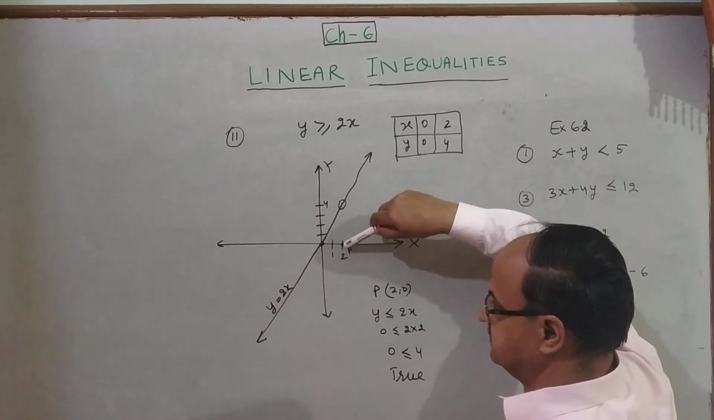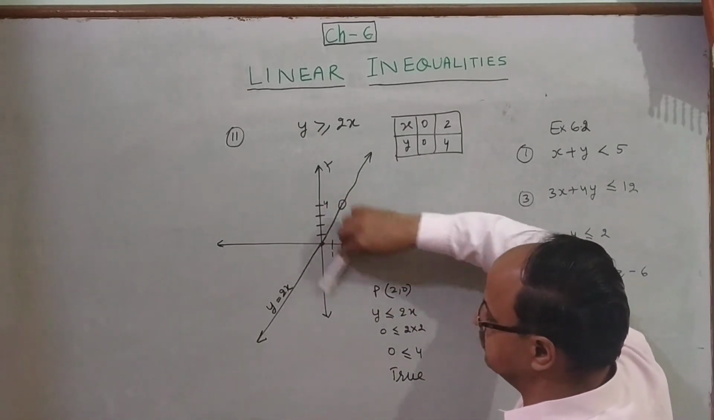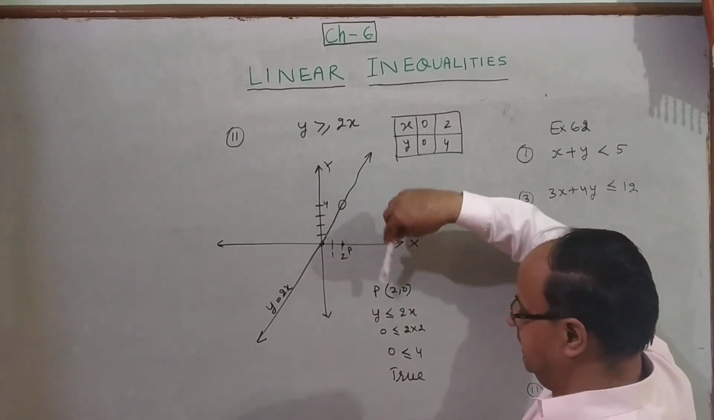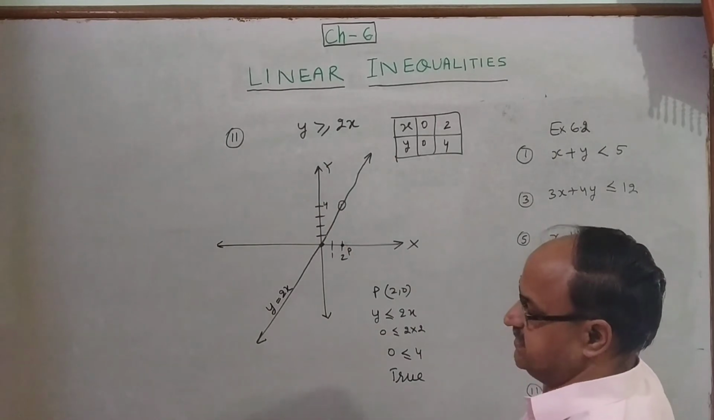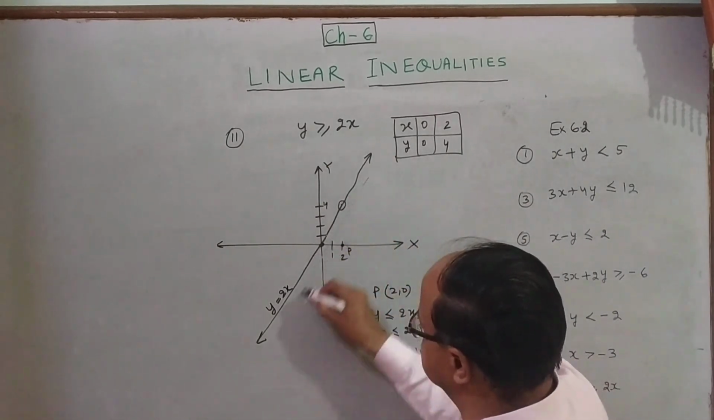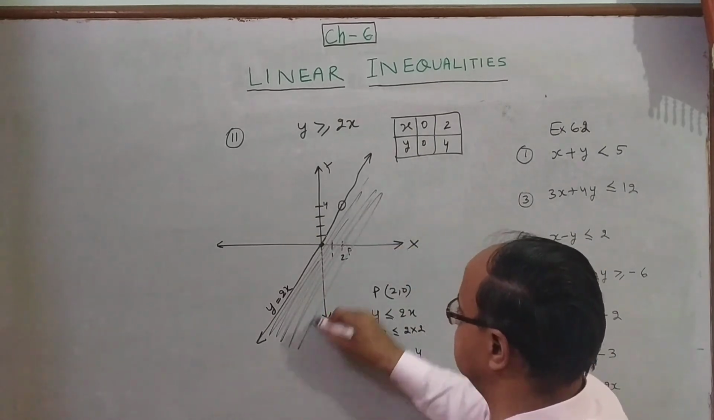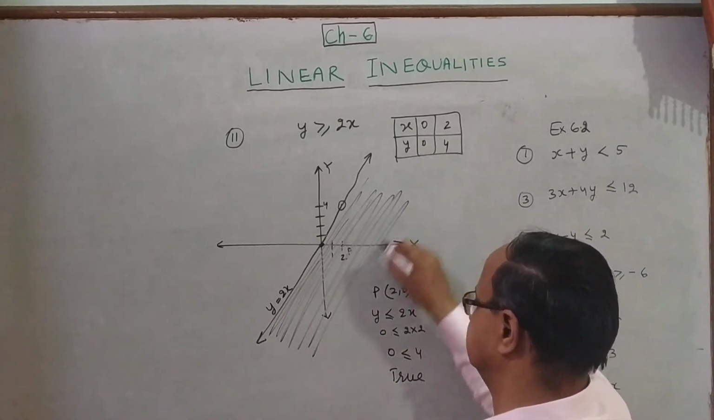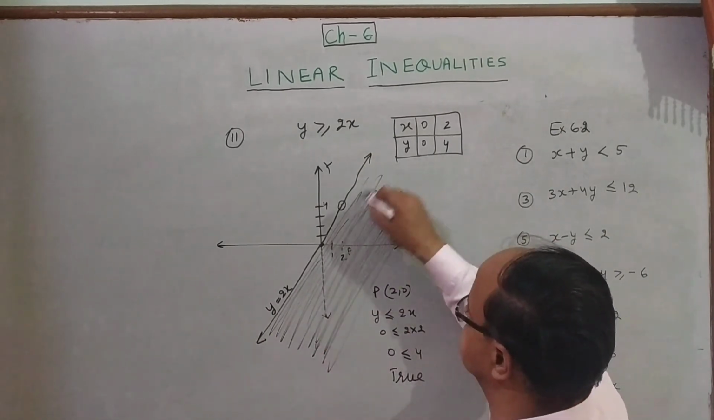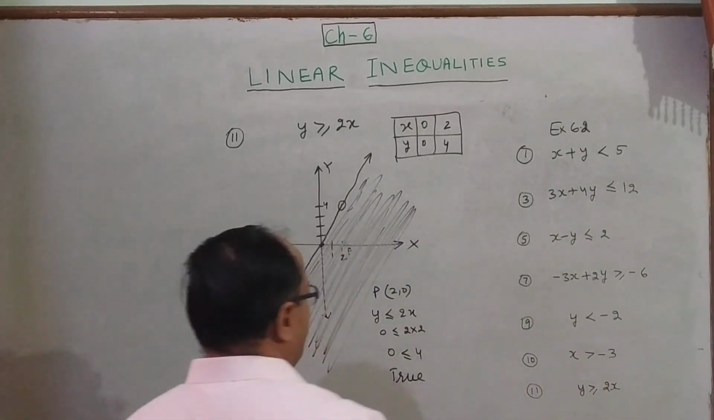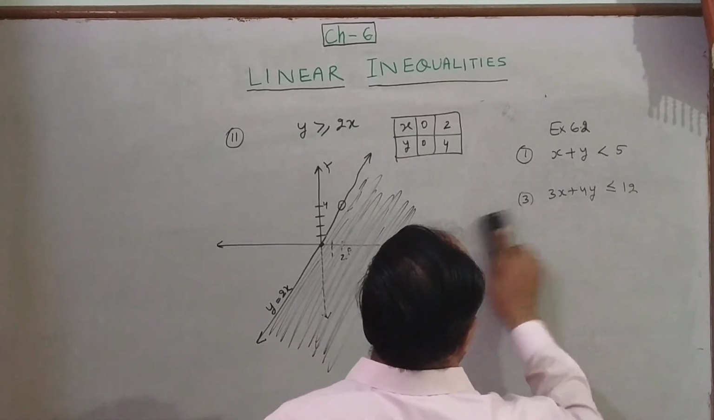This is the point. If it is true, then the shaded portion is towards the point. If it is false, then the shaded portion is away from the point. Your answer is this. Shaded portion is towards the point. This is the solution of this question.